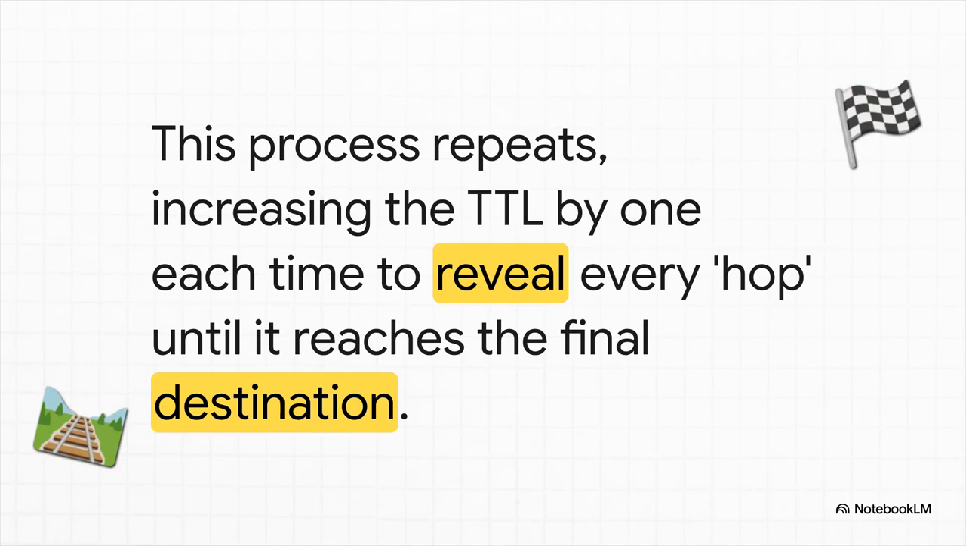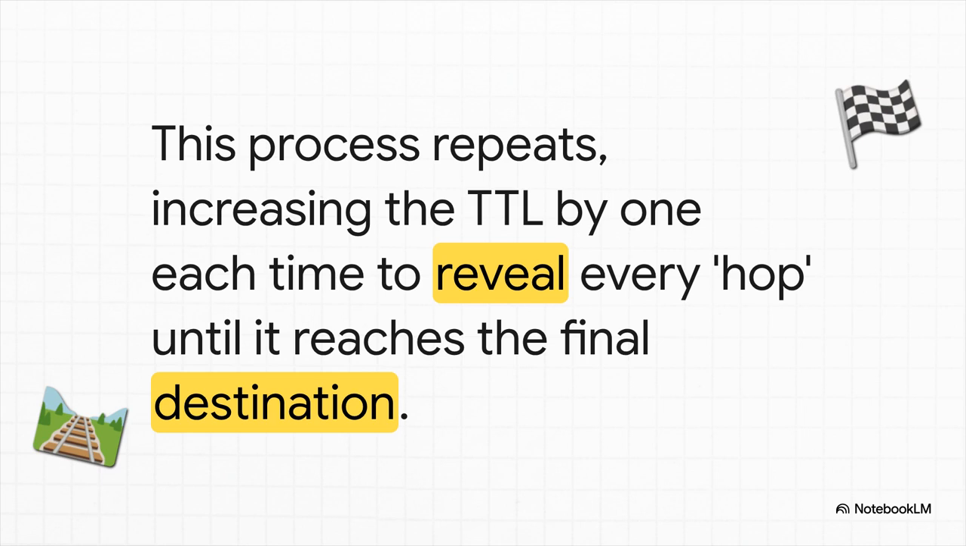And just like that, you've identified hop number 1. Then, you guessed it, it does the exact same thing again, but this time it sends a packet with a TTL of 2. Now this packet makes it past the first router, but it dies at the second one. The second router sends back its own little expired message, and now you've identified hop number 2. And this process just keeps on repeating. TTL of 3, TTL of 4, all the way up.